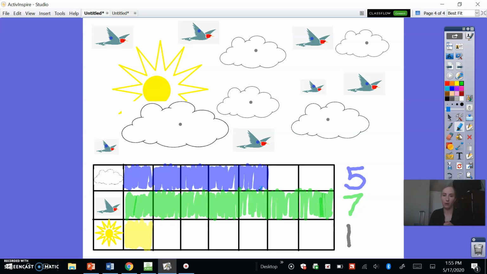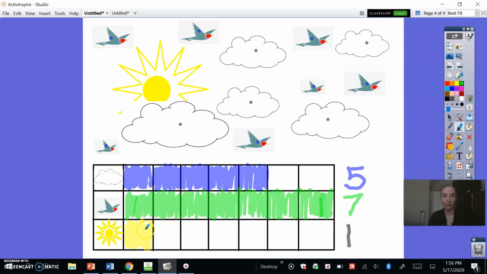I also noticed a couple other things which is really interesting. I'm looking at the birds and I see there's 7. And I see there's 5 clouds. Do you see these 2 white squares right here? I didn't shade them in, I didn't color them. That lets Miss Henderson know that there were 2 more birds than clouds. Or I could say there's 2 fewer clouds than birds. So I can compare them like that.